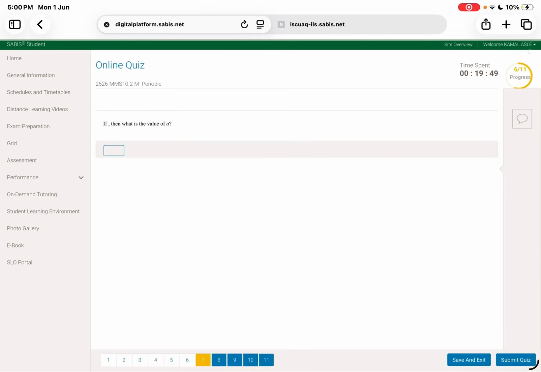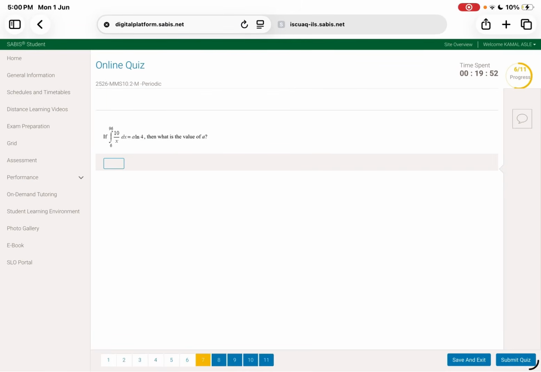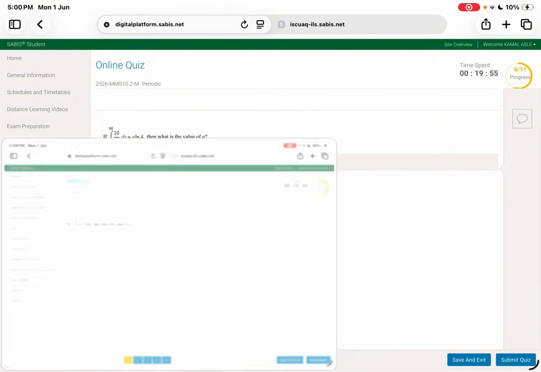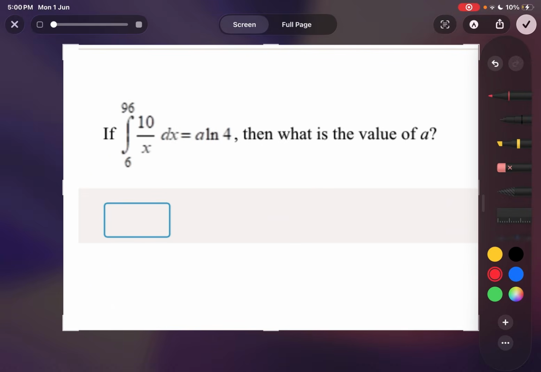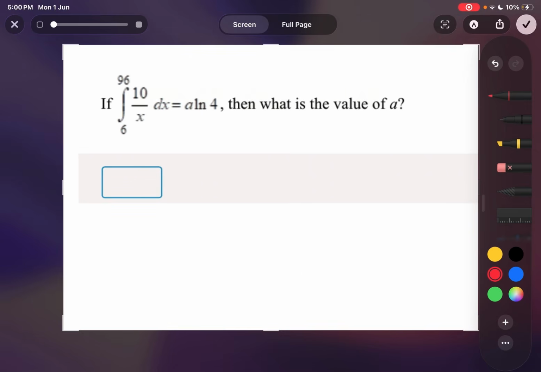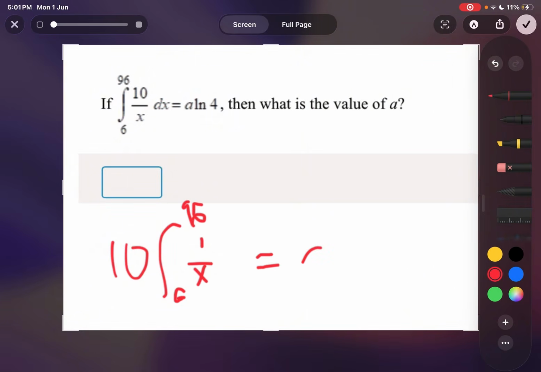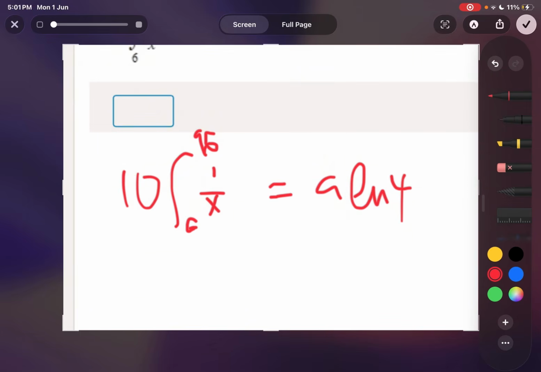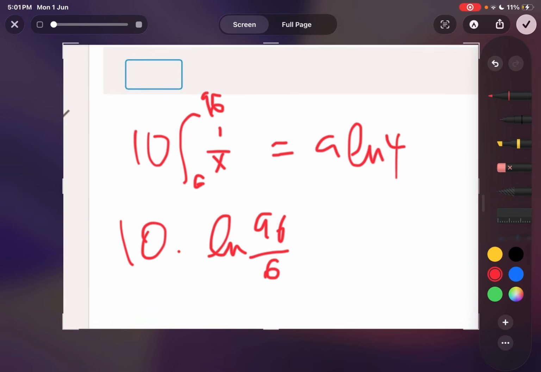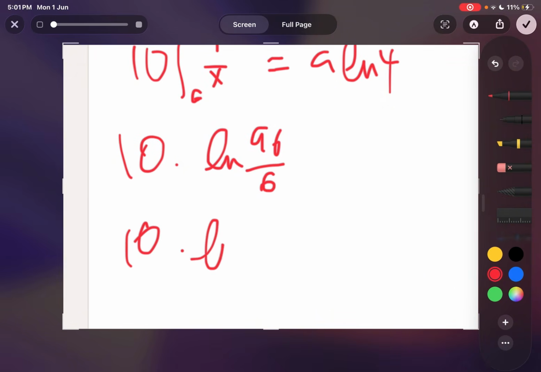Okay, now question number 7. This one we had in the exam. It's very simple. They give us the integral from 6 to 96 of 10 over x. You take 10 as a constant because it's a number, you can't do anything with it. So it's 10 times the integral from 6 to 96 of 1 over x, equal to a ln 4. We also had this in the exact same way. The integral of 1 over x is ln, so now it will be 10 times ln of 96 over 6. And 96 over 6 is 16. So it's 10 times ln of 16.